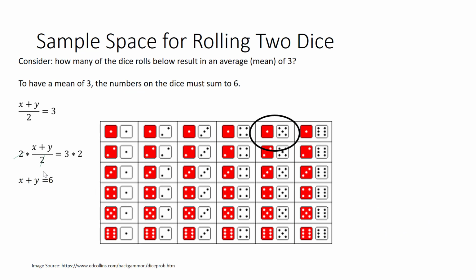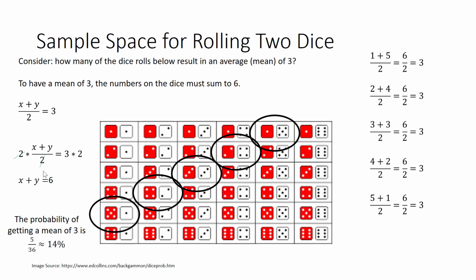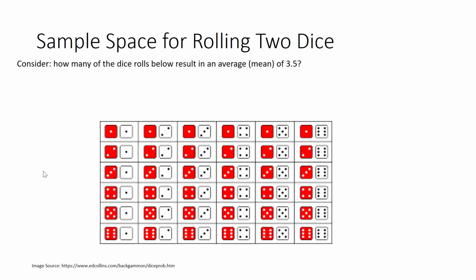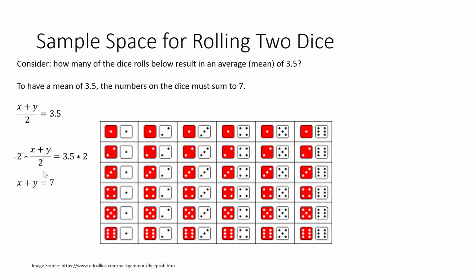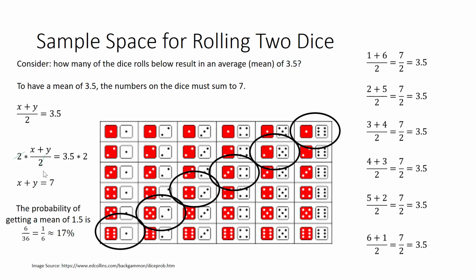What about an average of 3? So there are, as you can see, 5 different ways that we can have a sum of 6, which would give us an average of 3. So that probability is 5 over 36, or about 14%. Okay, the most likely outcome is a sum of 7, which you might know if you like to play dice games. So there are 6 different ways that we can get a sum of 7, which gives us an average of 3.5. So that gives us a probability of about 17%.